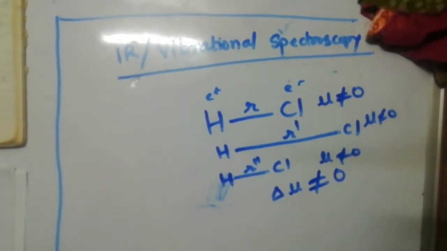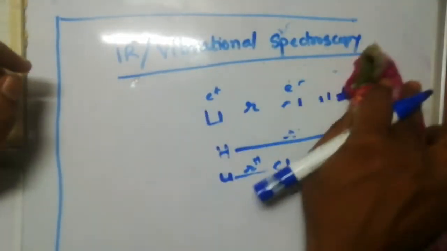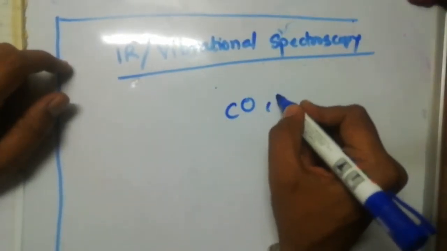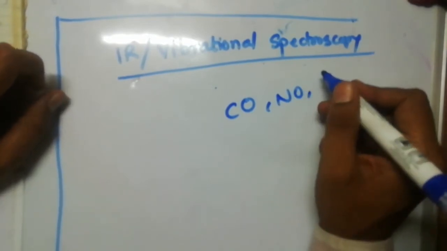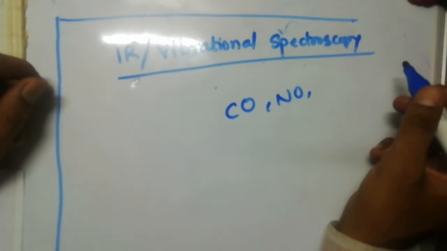So when the atoms are displaced due to vibration, there should be change in the dipole moment. This is the condition for a molecule to be IR active, and that is why the molecules like HF, HCl, HBr, then CO, NO, you can take any diatomic molecule having two different atoms, they will be IR active.